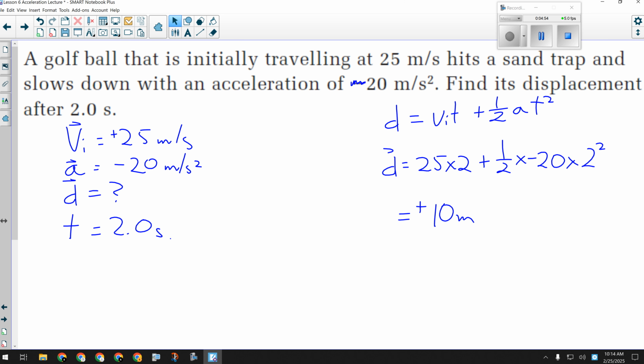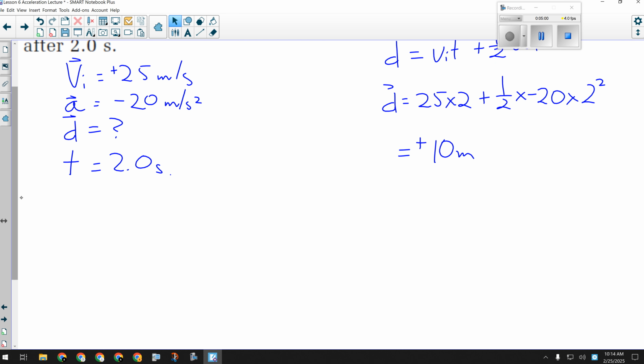This is a tricky formula when it comes to manipulation. So let's have a look at the different manipulations we might be asked to do with this question. Let's say the question wanted me to solve for VI.